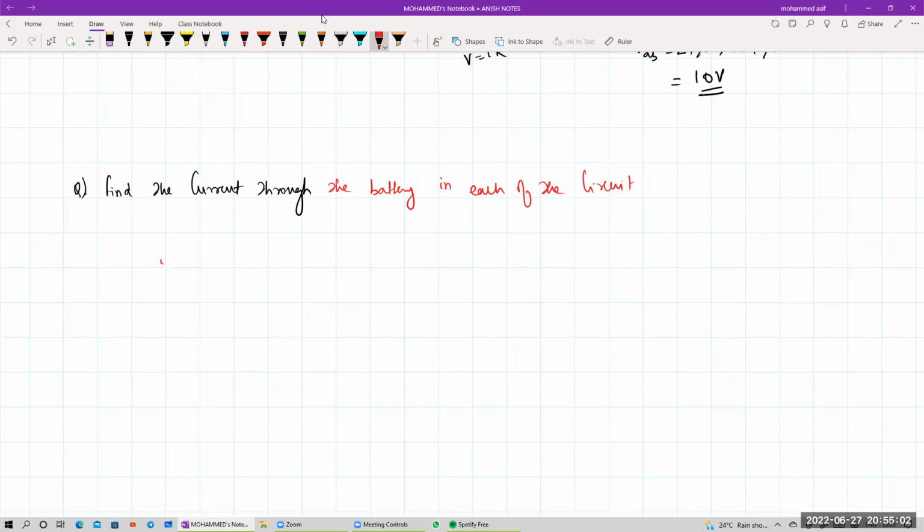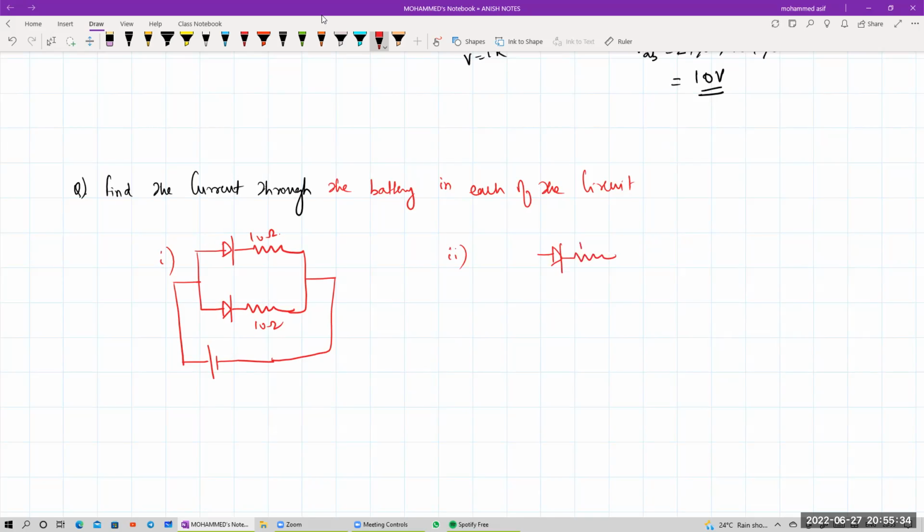Try the first one. This is your diode, and here there is a resistance, and here there is a diode, and here there is a resistance, and here there is a battery, positive and negative, like this. This is 10 ohms. This is also 10 ohms. Second diagram. Try to do the first one till that time.